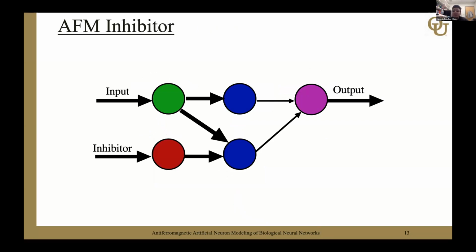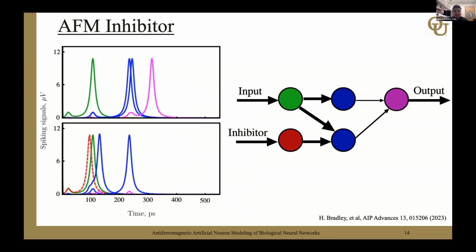We can create this inhibitor circuit by splitting the input into two and controlling the coupling of the output neuron. So the output neuron would need to receive a signal from both blue intermediate neurons in order to fire. In the first case, we see a single input causes the two blue neurons to fire at relatively the same time. This means the output neuron receives a strong enough kick needed to fire.